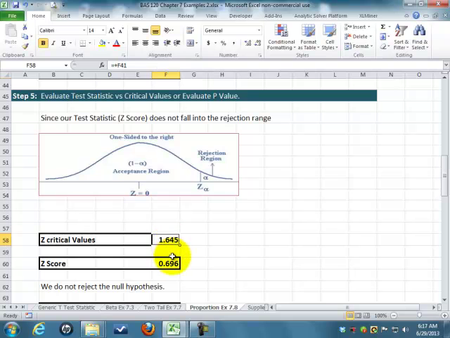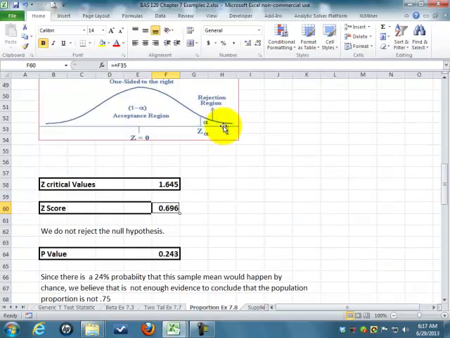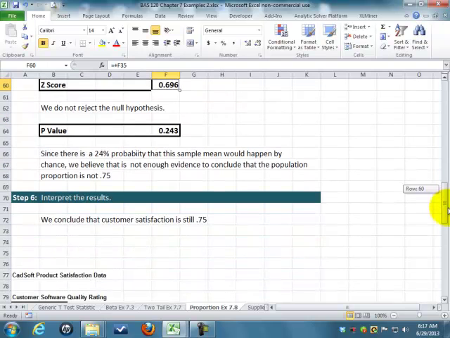Notice the critical value is 1.65. We're not even close to that. We're in here. We need to be somewhere out here to reject it. Same thing for the p-value. We want only a 5% chance probability that we get this score. Well, there's a 24% chance that we would get close to an 80% score or higher. So we do not reject the null hypothesis.